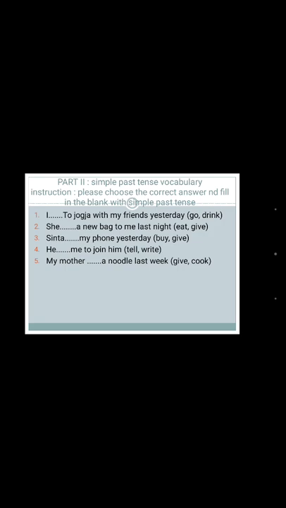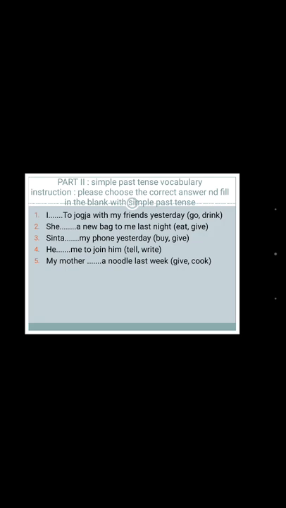Part 2. Simple past tense vocabulary. Instruction: please choose the correct answer and fill in the blank with simple past tense. In this section, I will give some sentences to my students and then I will give two verbs, correct and incorrect, so my students have to choose the correct verb. For example, "I to Jogja with my friends yesterday." I go to Jogja, or I ring to Jogja, and the best answer is "I go to Jogja."